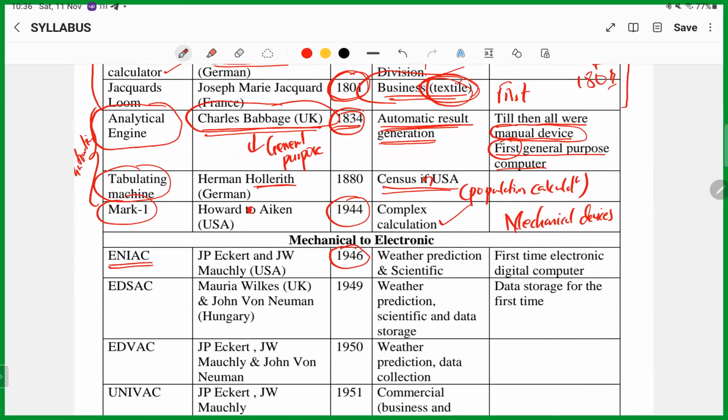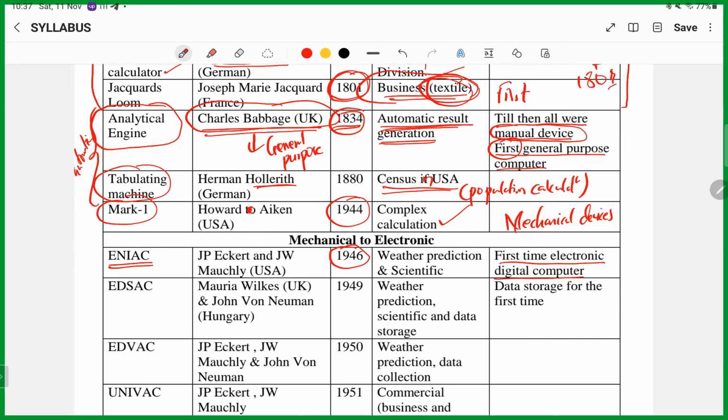ENIAC. Write the full form. It's not given here. ENIAC: Electronic Numerical Integrator and Computer. So it's already given here. First time, an electronic digital computer was used.